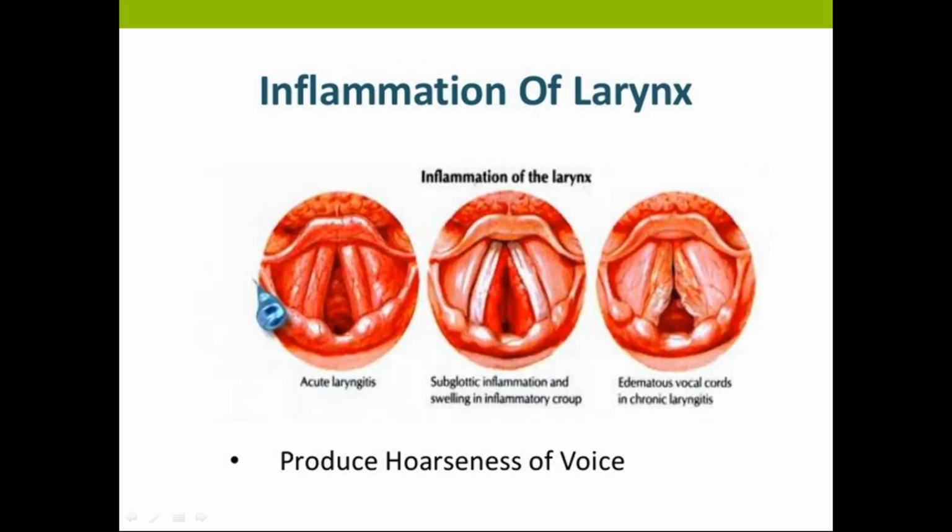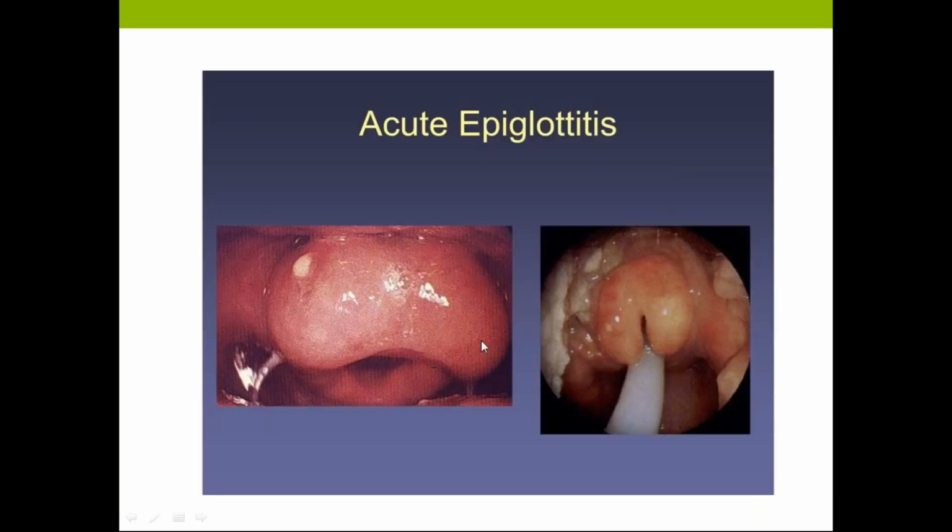Now the inflammation of the larynx is called laryngitis. This produces hoarseness of voice. Sometimes the voice will be completely absent because of inflammation, and you can see how edematous the vocal cord is here. It almost obstructs the airway. This happens in chronic laryngitis. Another condition, inflammation of the epiglottis, is called epiglottitis. You can see in this picture how the epiglottis is swollen because of the inflammation.